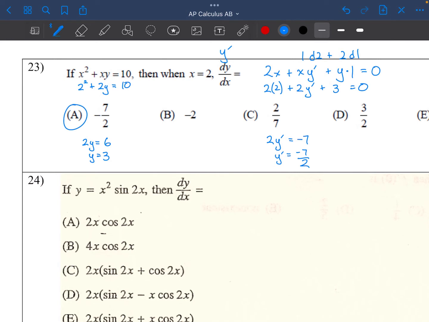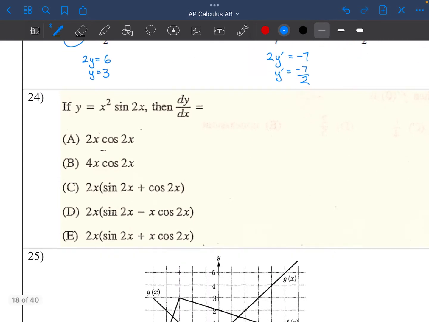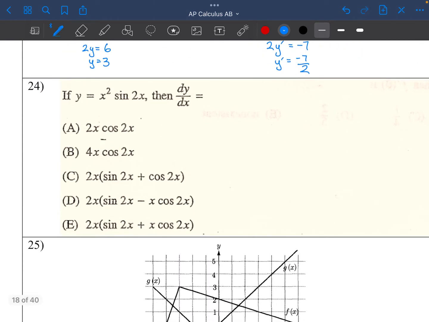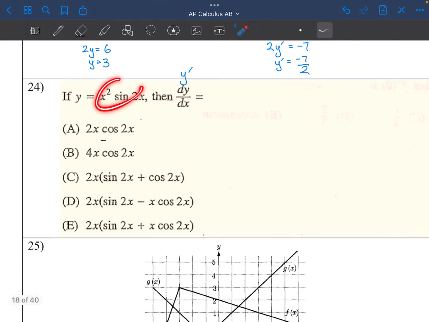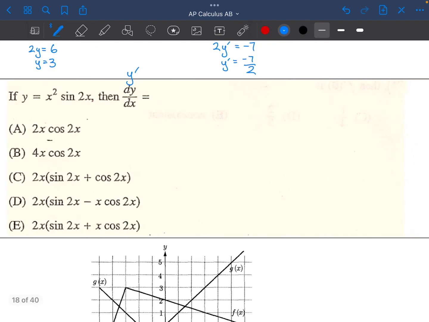Final answer. Number 24. All right, it tells us our y value, and it's just asking what is y prime. Again, dy/dx is the same thing as y prime. So you just take the derivative of this side, but you have to be careful because we have some multiplication happening. This is really x squared times sine of 2x. So I have a variable times another thing with a variable. This is yet another case of product rule. So I'm going to write this out.